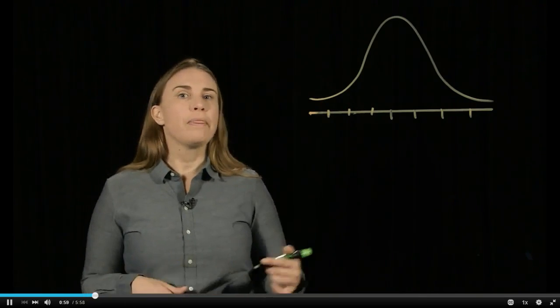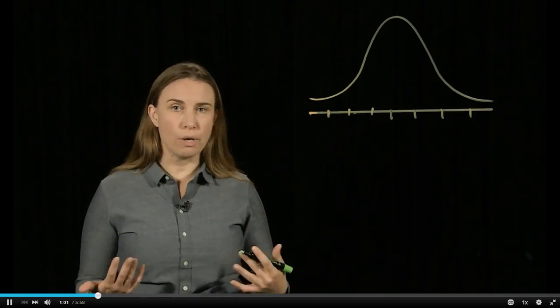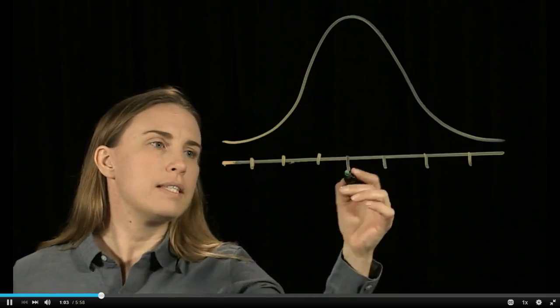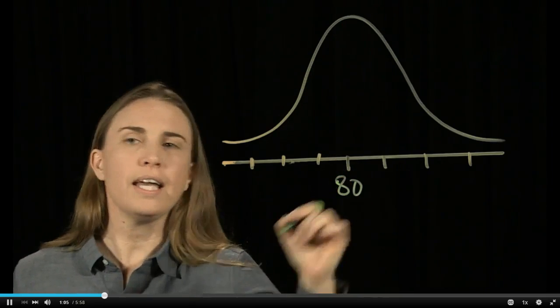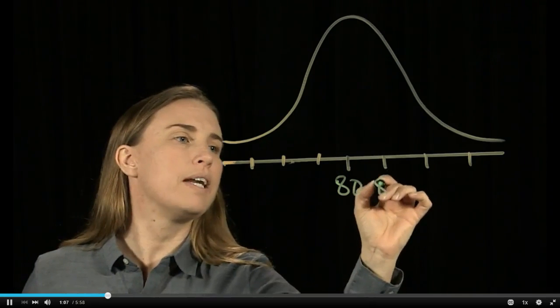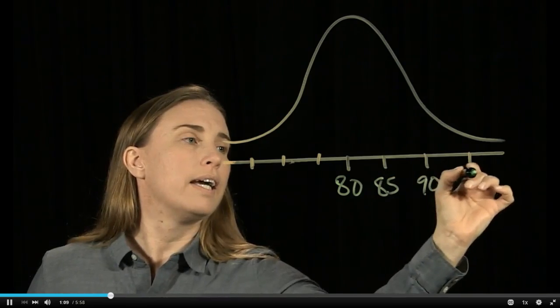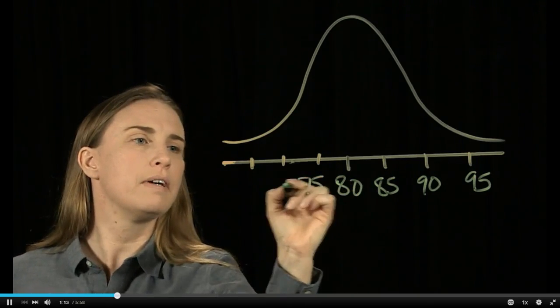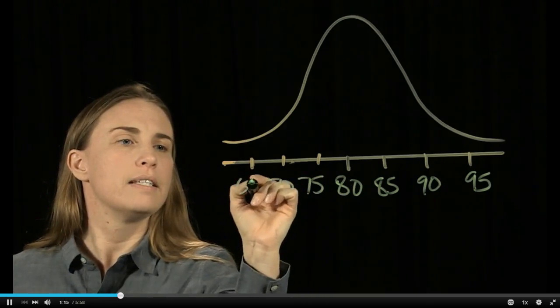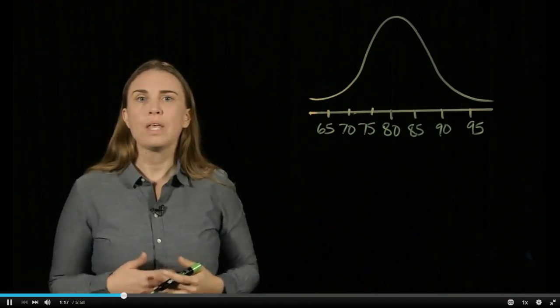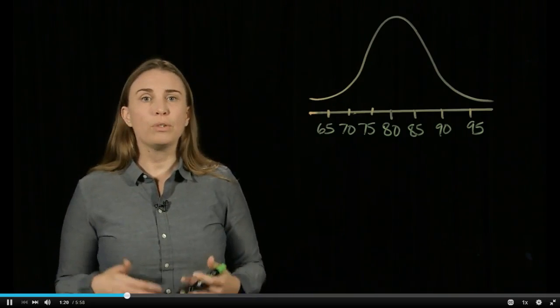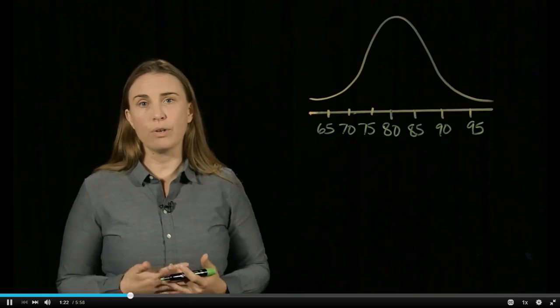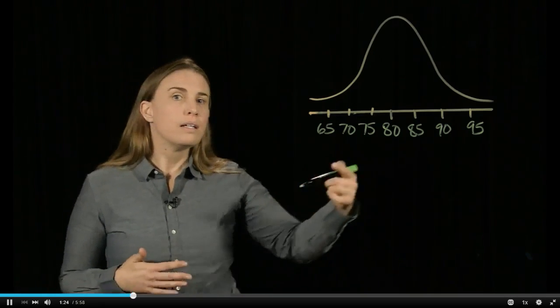For this problem, we are trying to find the score, which we don't know. So first let's label: the mean is 80, the standard deviation is 5, so we have 85, 90, and 95. And then to the left, we have 75, 70, and 65. Since we don't know the score, we'll just label an X somewhere along the horizontal axis.